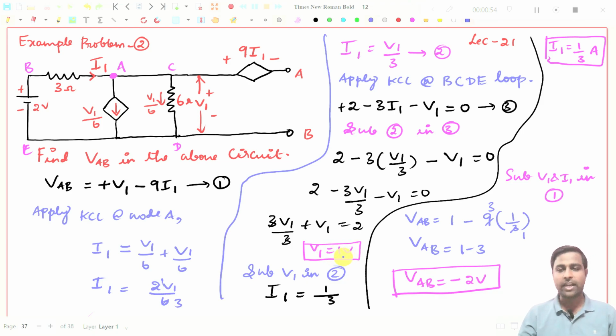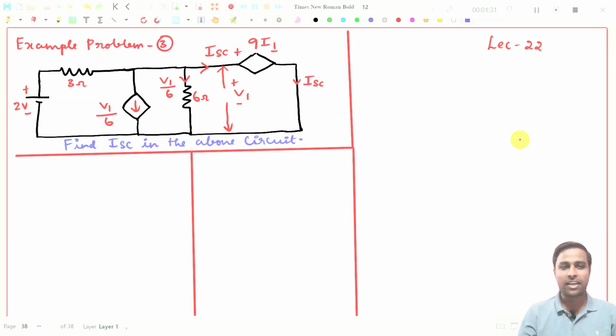With the help of V1, we substituted this V1 in expression number 2 to get the value of I1. So now we have both I1 and V1. We substituted both I1 and V1 in expression number 1, and we got the value of VAB. So we have applied KCL and KVL in the same problem, as well as taken a problem with dependent sources as well as fixed voltage sources, independent sources. For today, the same problem.